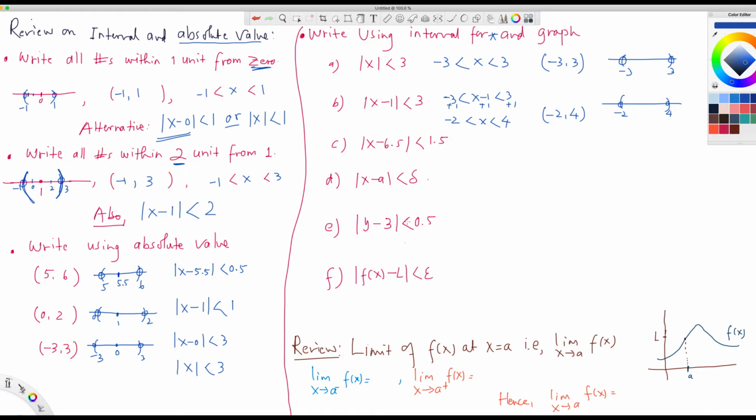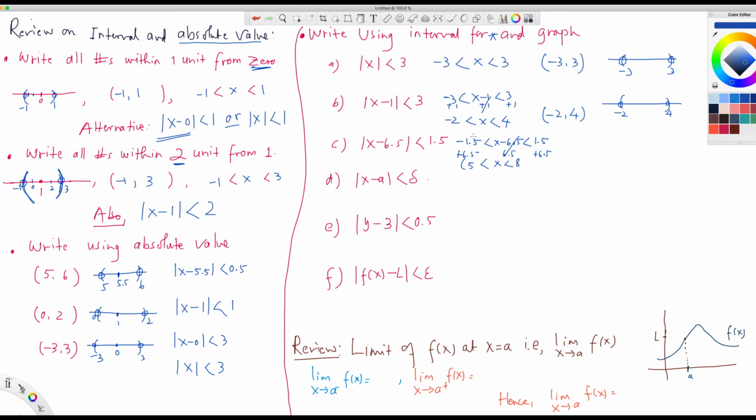How about C? You see that? How do I write that? You write -1.5 is less than x minus 6.5 is less than positive 1.5, right? If you add 6.5 on both sides, that will cancel out, right? As we did here. And then add 6.5 plus 6.5. If you do that, what do you get? -1.5 plus 6.5 will give you 5, and then less than x less than 8. You see that? This is what you get.